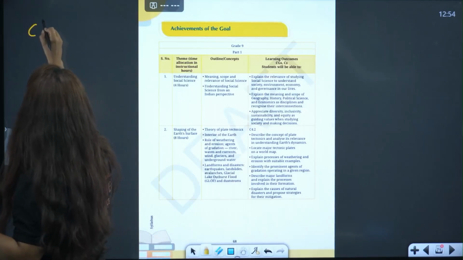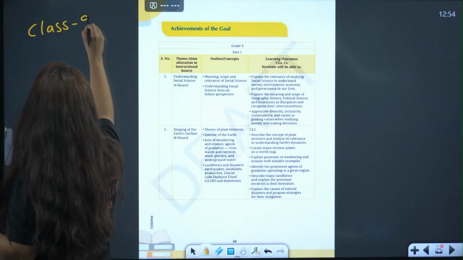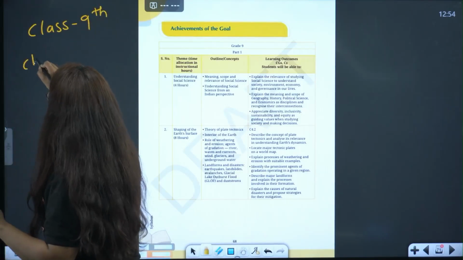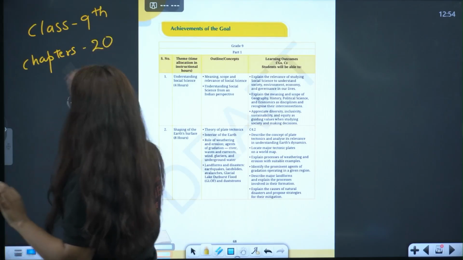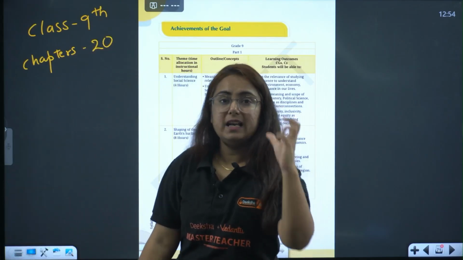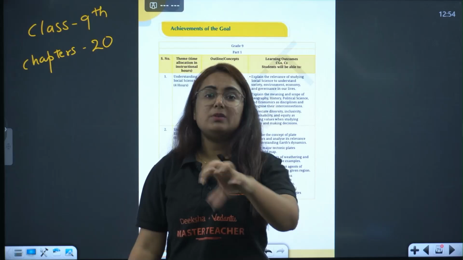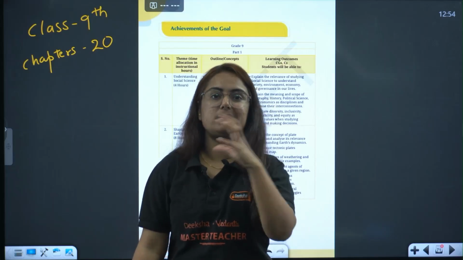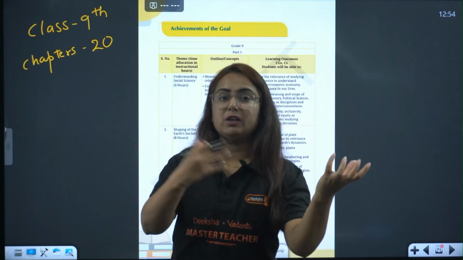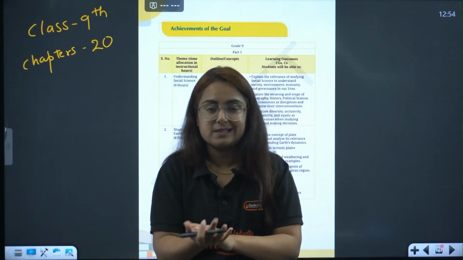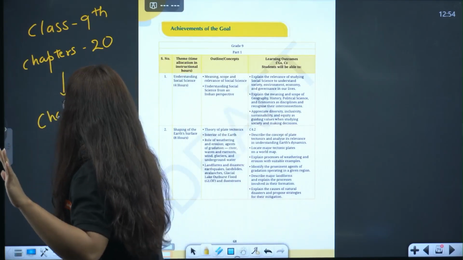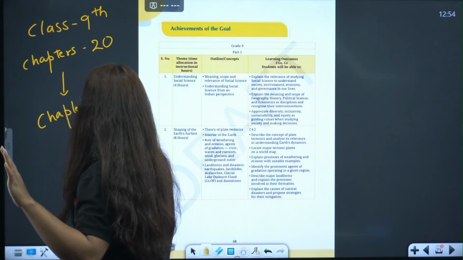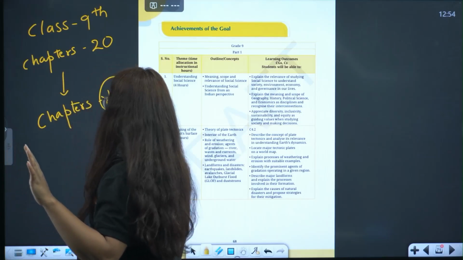So earlier in class 9th, pay attention, there were a total of 20 chapters. However, in COVID time, among these 20 chapters, some part was omitted, half part was omitted, one of the chapters was coming only in internal assessment, etc. Keeping all that in mind, now the chapters are being reduced to 16 in number.